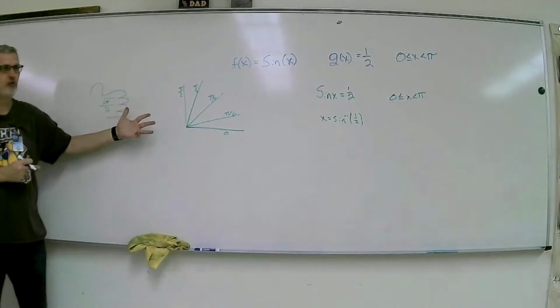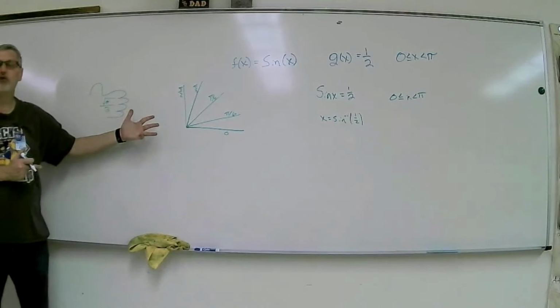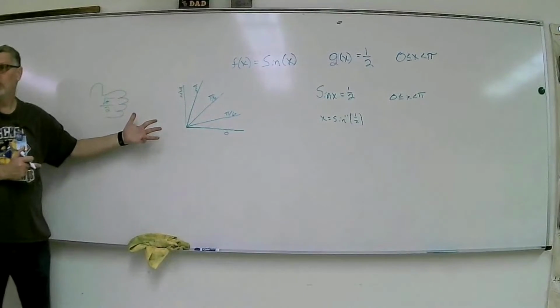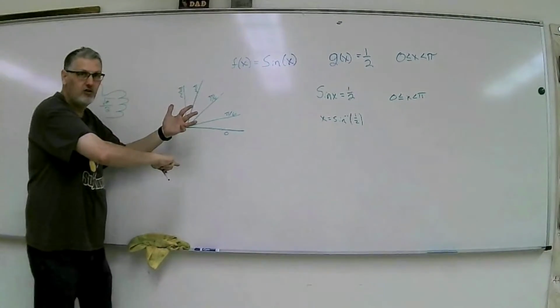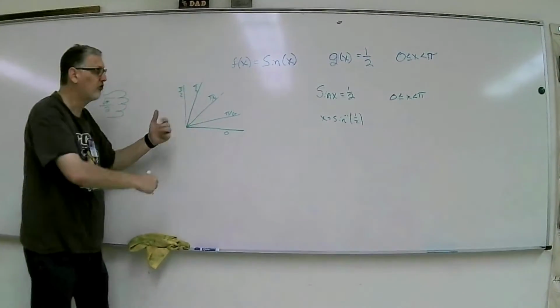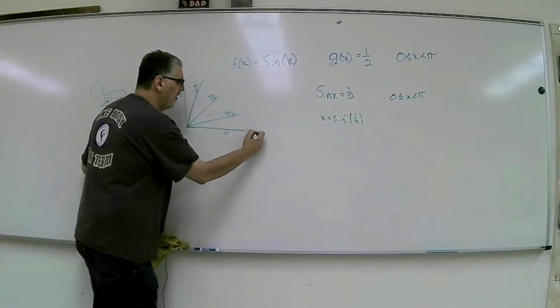I have 4 fingers. What's the square root of 4? 2. What's 2 divided by 2? 1. And then, are there any fingers down here below this finger? No, so that's 0. So this point is (1, 0).